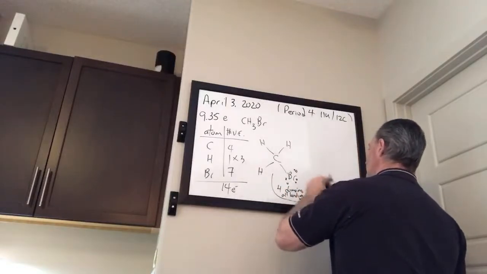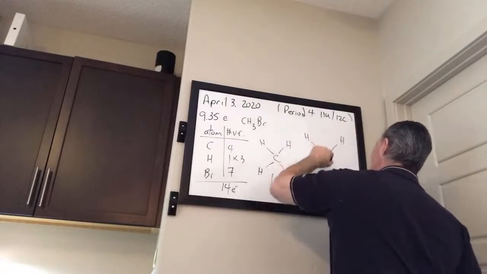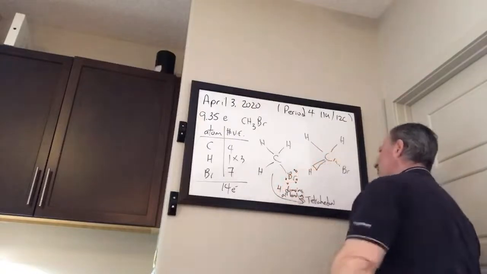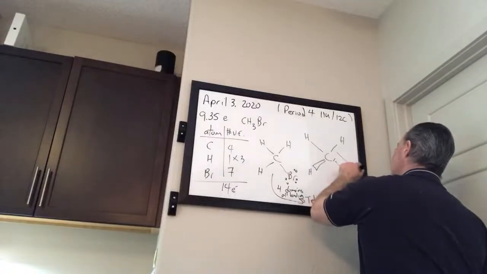And the way you would draw that is you could put 2 hydrogens in the plane of the blackboard, 1 hydrogen coming out at you, and the bromine going behind the plane of the blackboard. Clearly, that's an asymmetrical molecule. Bromine is more electronegative than carbon.